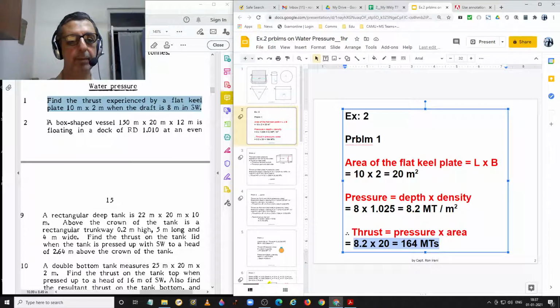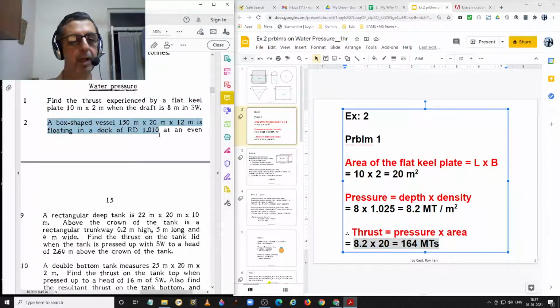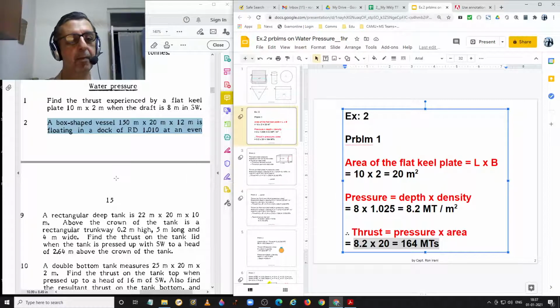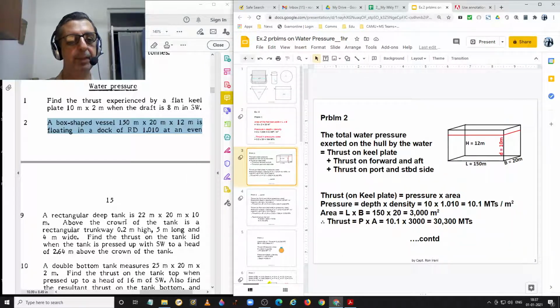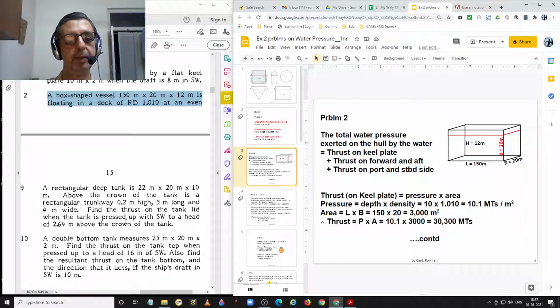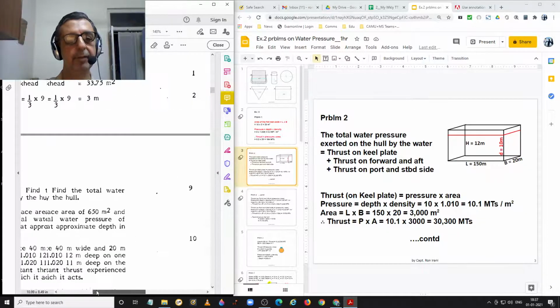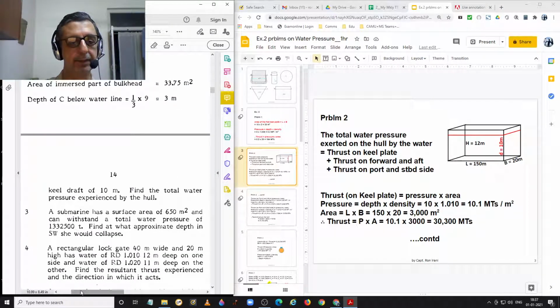Going on to problem number 2. A box ship vessel 150 meters by 20 meters by 12 meters is floating in a dock of RD 1.010 at an even keel draft of 10 meters. Find the total pressure experienced by the hull.